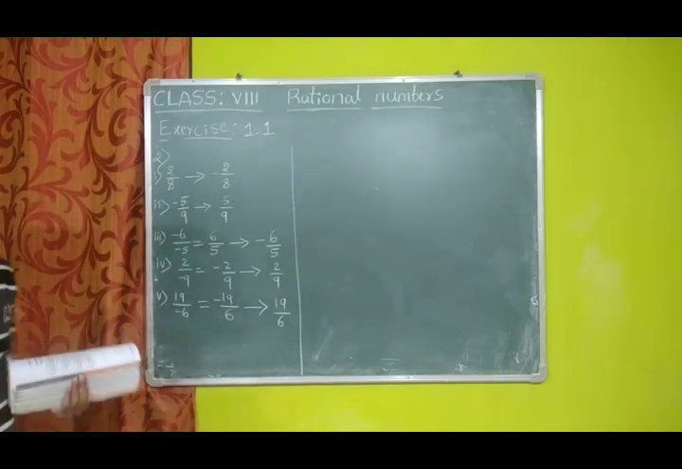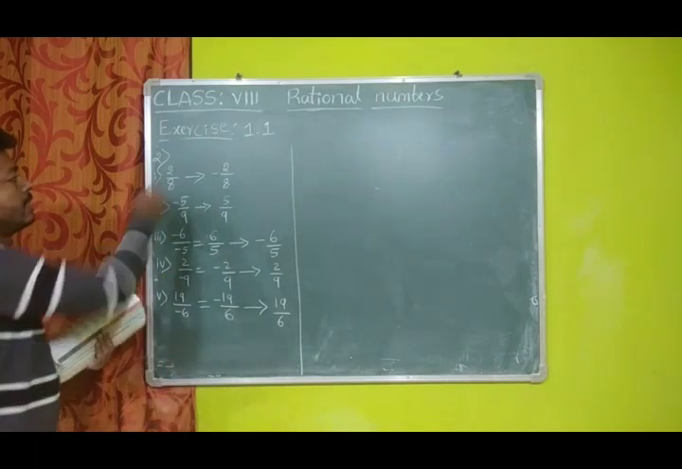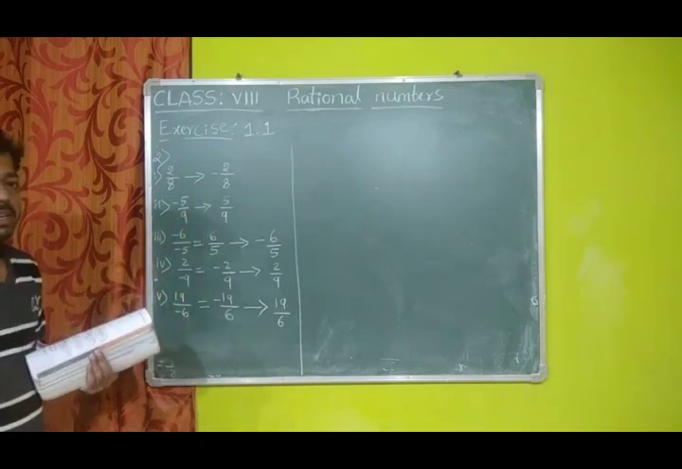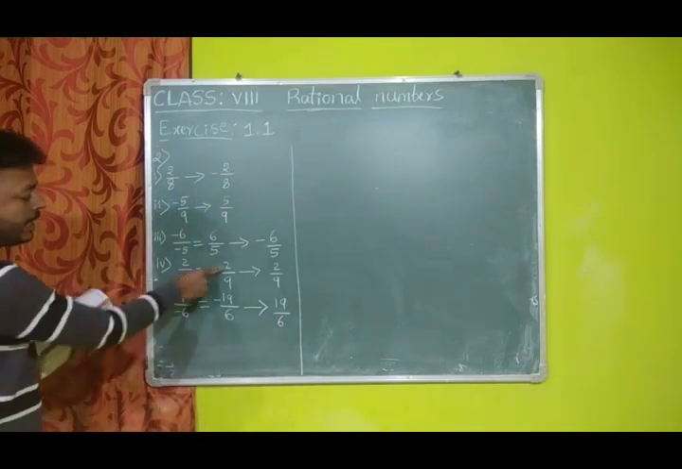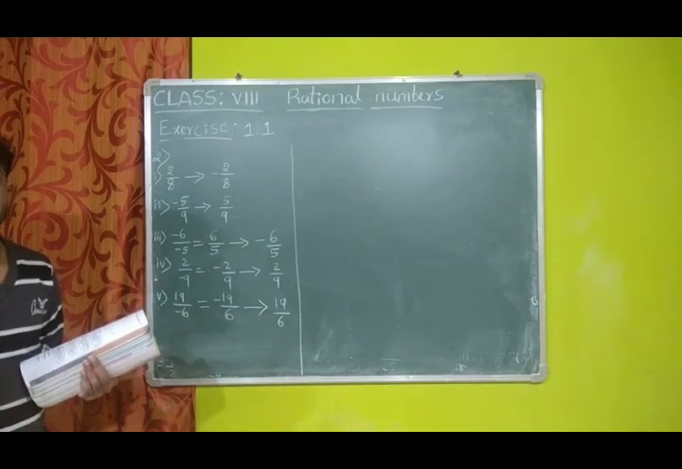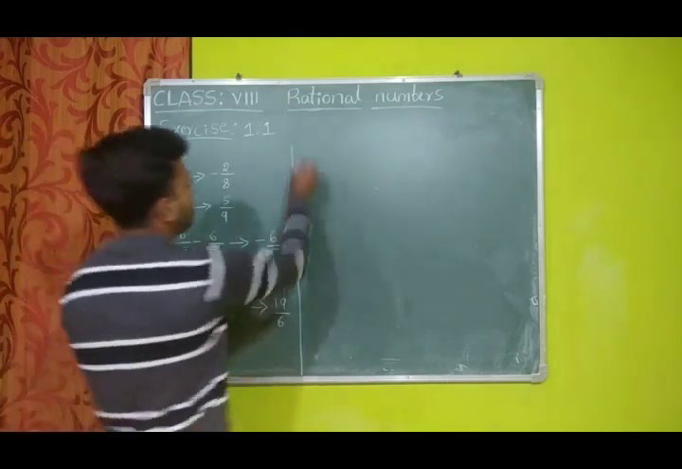Second question, additive inverse of 2 by 8 is minus 2 by 8, and minus 5 by 9 additive inverse is 5 by 9. Here, just write in standard form, then write the additive inverse. Just change the sign. That is additive inverse. Next, third question.